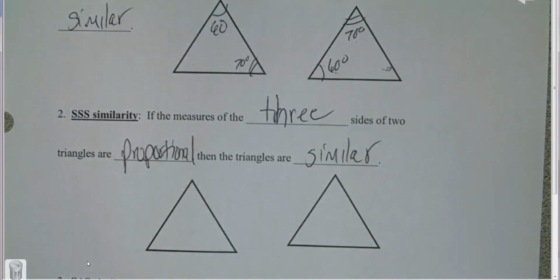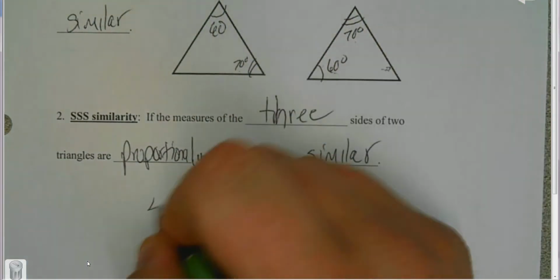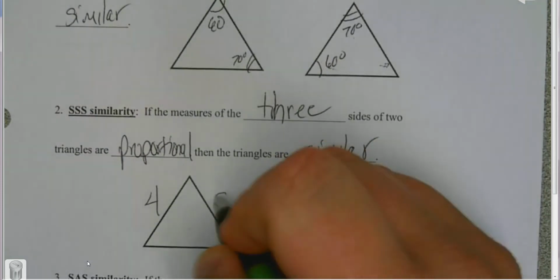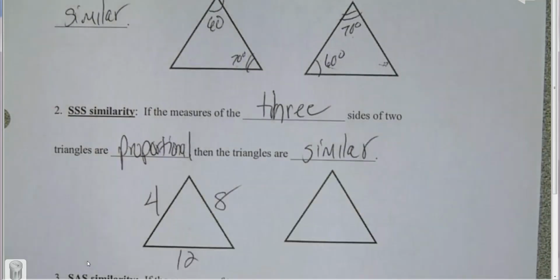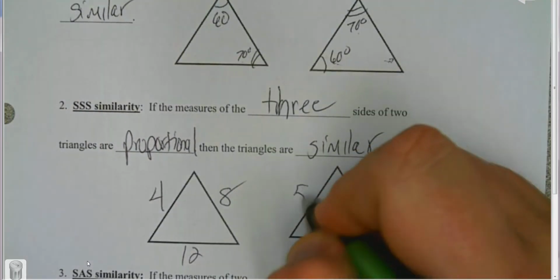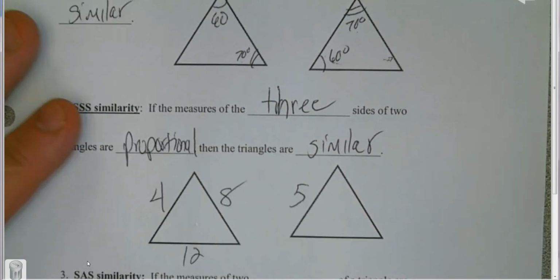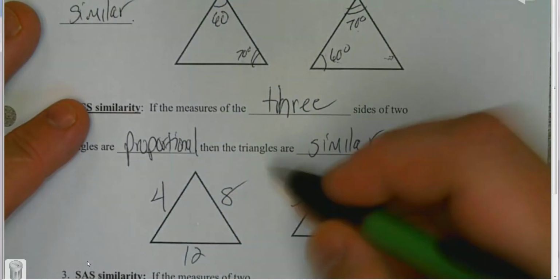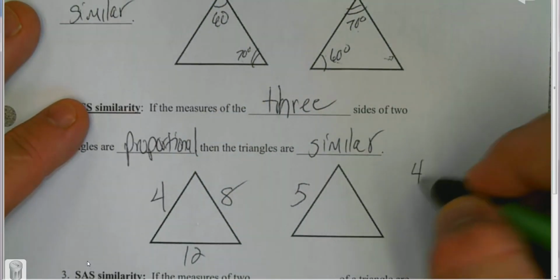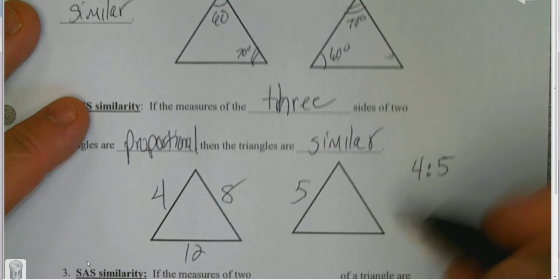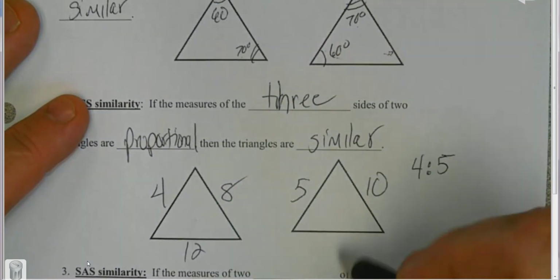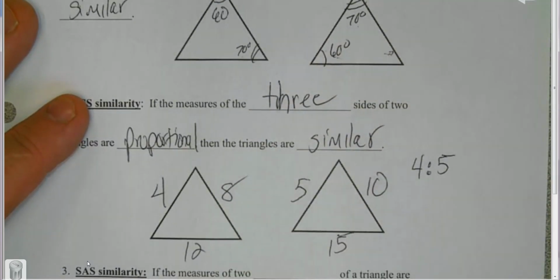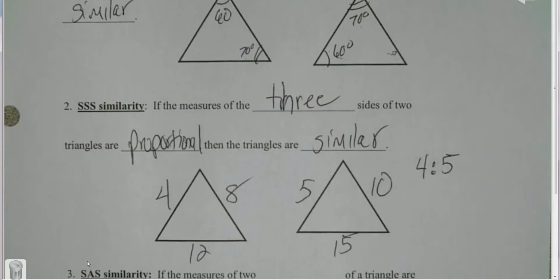So, if this is 4, and this is 8, and this is 12, and this is 5, we have a ratio, like we talked about in last section, of 4 to 5. So that means that this side has to be 10, and this side has to be 15. So these 2 triangles are similar by side proportionality.